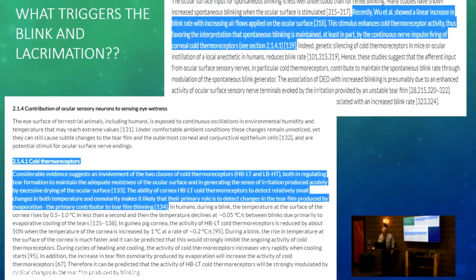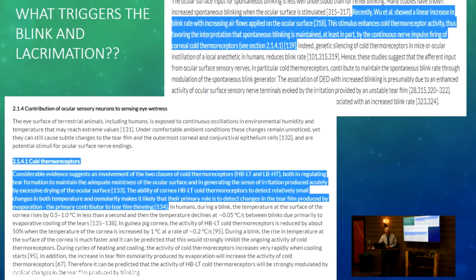Recently, Dr. Wu showed a linear increase in blink rate with increasing air flows applied on the ocular surface. This stimulus enhances cold thermoreceptor activity, thus favoring the interpretation that spontaneous blinking is maintained at least in part by the continuous nerve impulse firing of corneal cold thermoreceptors. Lacrimation, cold thermoreceptors.